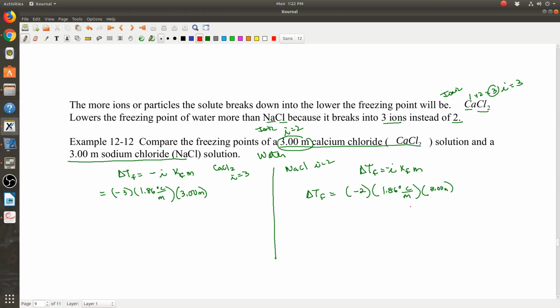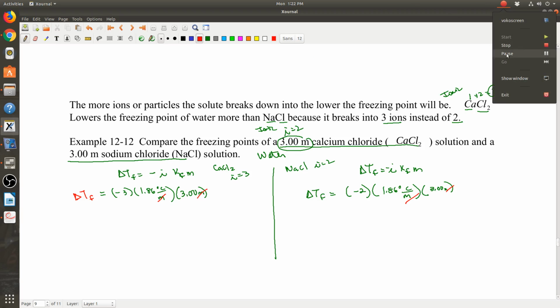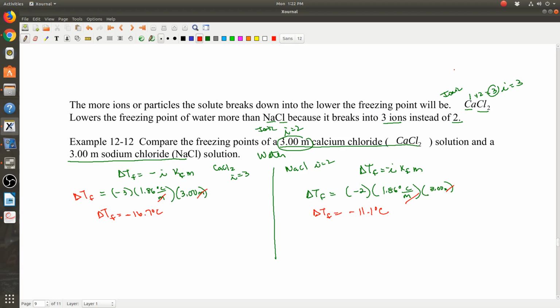So now all we have to do is cancel out our units, and we'll know how much the temperature changes for each of them. Okay, let me do that for you real quick. I did the work for you. It's 3 sig figs in both cases because of the 3.00 molal. So for calcium chloride, the temperature would go down by negative 16.7 degrees. For sodium chloride, it goes down by negative 11.2. This is the change at the freezing point.